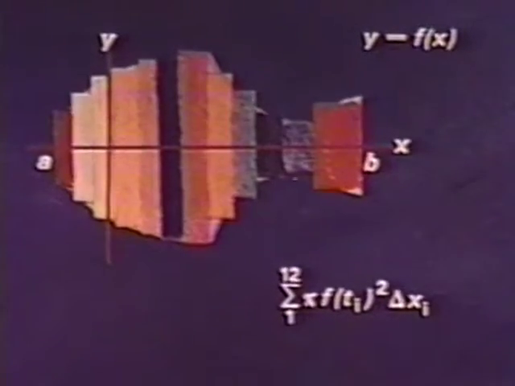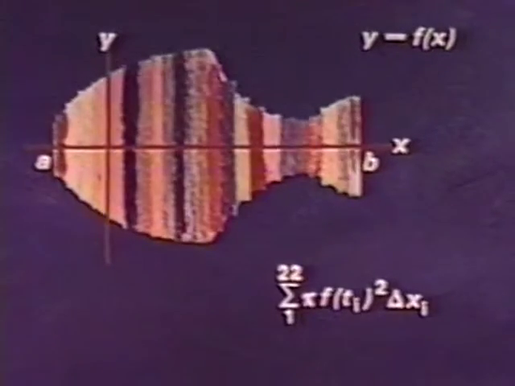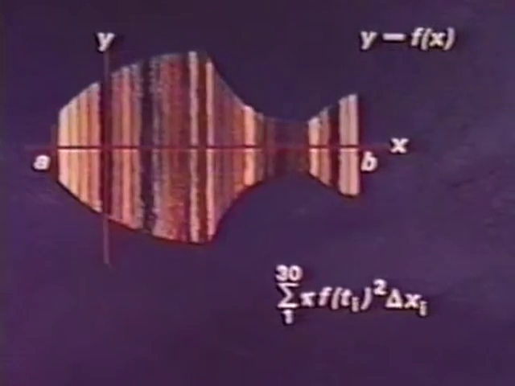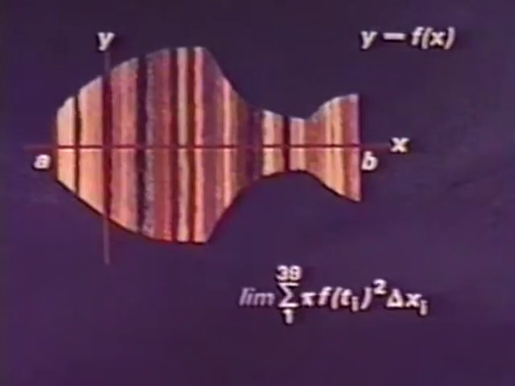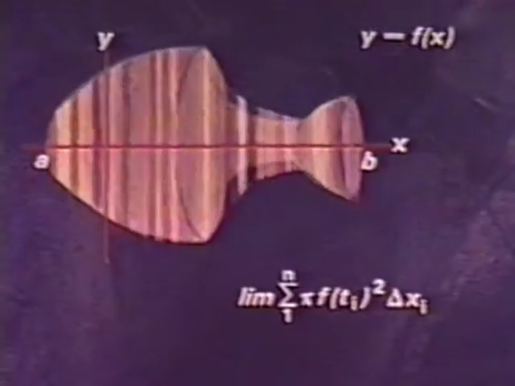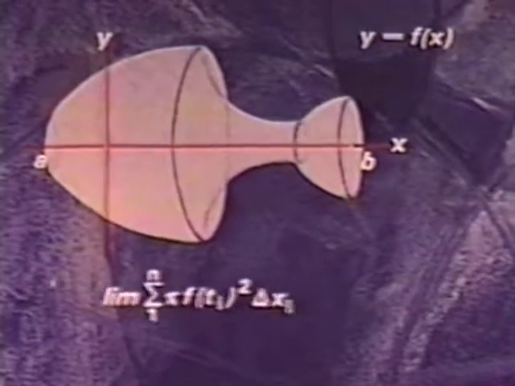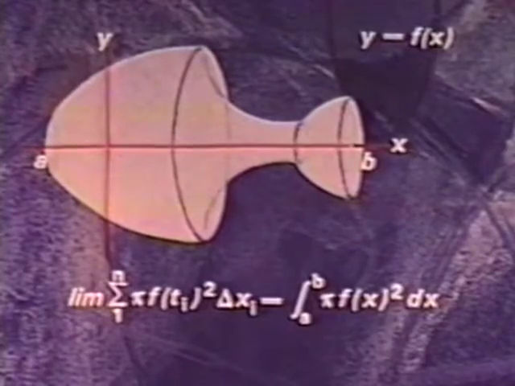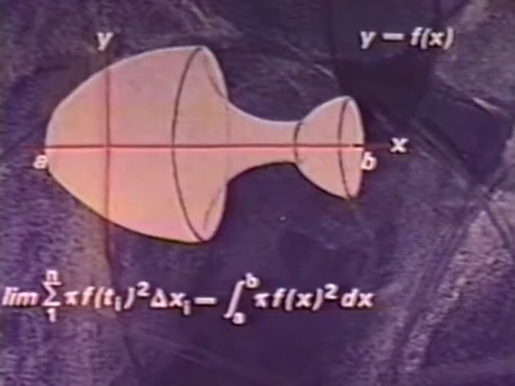As this process goes on indefinitely, the total volume of those disks approaches the limit as n goes to infinity and the delta x's go to 0 of the sum from 1 to n of pi f of Ti squared times delta xi. But this limit is just the definite integral from a to b of pi f of x squared dx. And since we know how to calculate a definite integral, we're done.